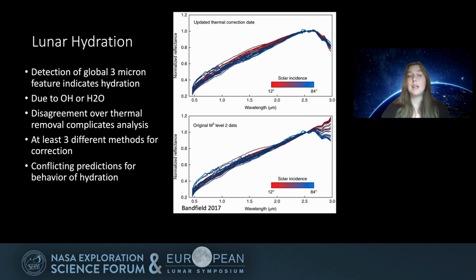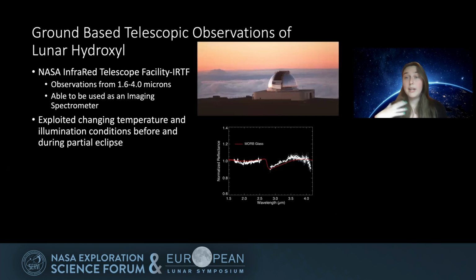For Moon Mineralogy Mapper data, there are at least 3 different methods for correction, and they provide conflicting predictions for the behavior of hydration on the lunar surface, as you can see in the plot on the right. So what we did to look at the Chang'e 5 site is I used the NASA Infrared Telescope Facility to make observations between 1.6 and 4 microns, which goes out to longer, more thermally dominated wavelengths to help constrain this thermal correction. And we also exploited the changing temperature and illumination conditions before and during a partial eclipse.